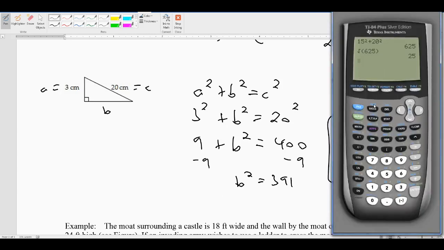If you're using a graphing calculator once again, square root of 391. 19.77.